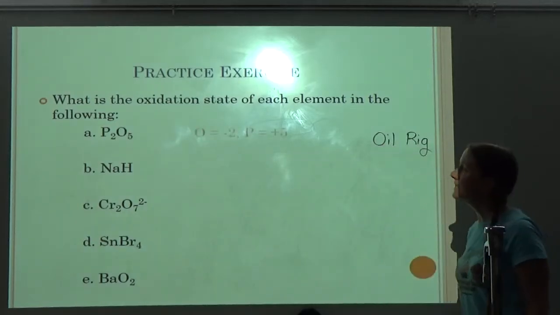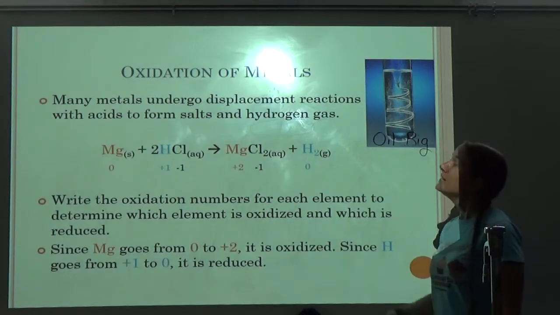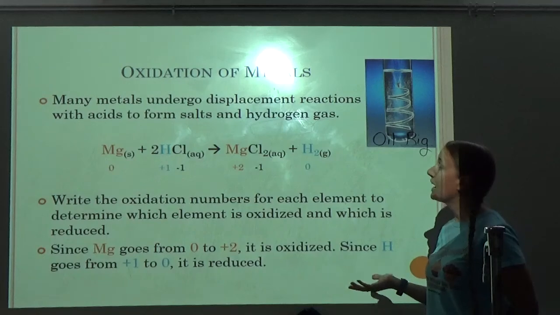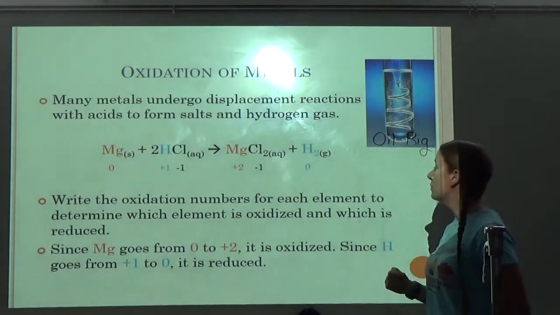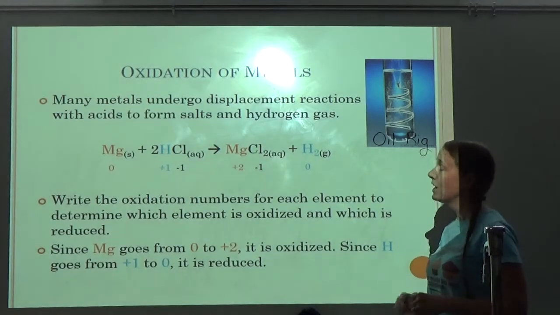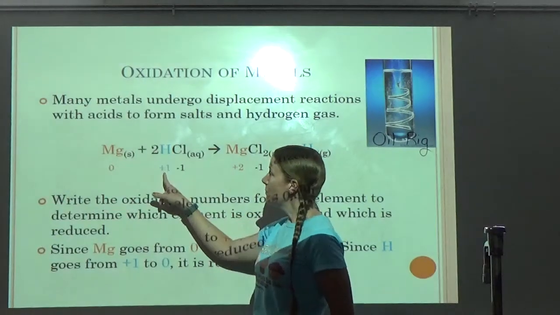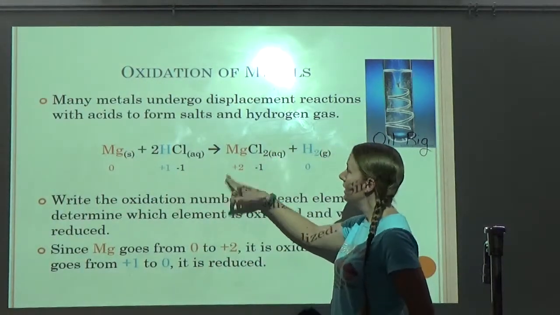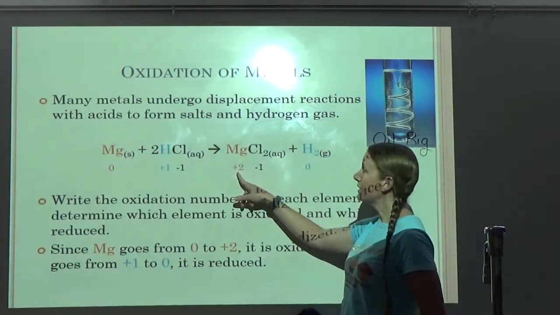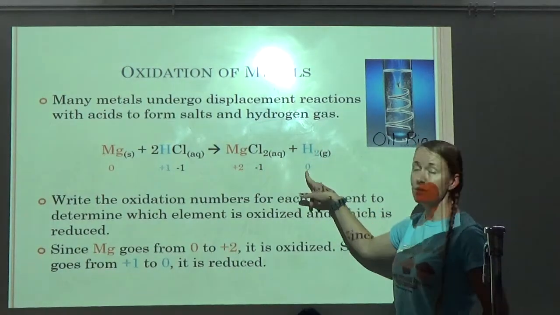So let's start using this in the form of a reaction, now that we know how to assign oxidation numbers. So many metals undergo displacement reactions with acids to form salts and hydrogen gas. Write the oxidation numbers for each element to determine which element is oxidized and which one is reduced. So for example, magnesium by itself is just 0, hydrogen's +1, Cl is -1. Now magnesium's bonded, so we know it has +2 charge, so +2 oxidation state. Chlorine's -1, and now hydrogen is alone, so it's 0.